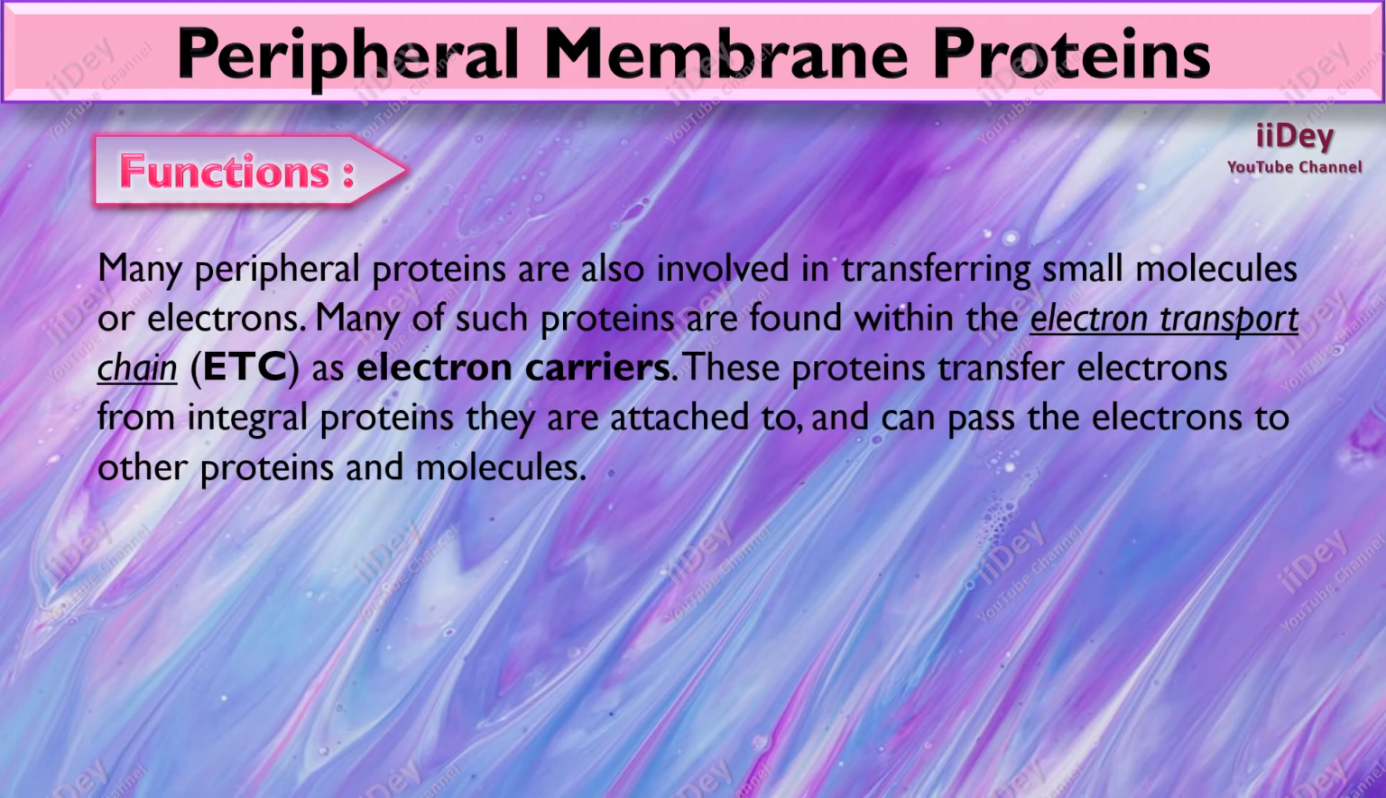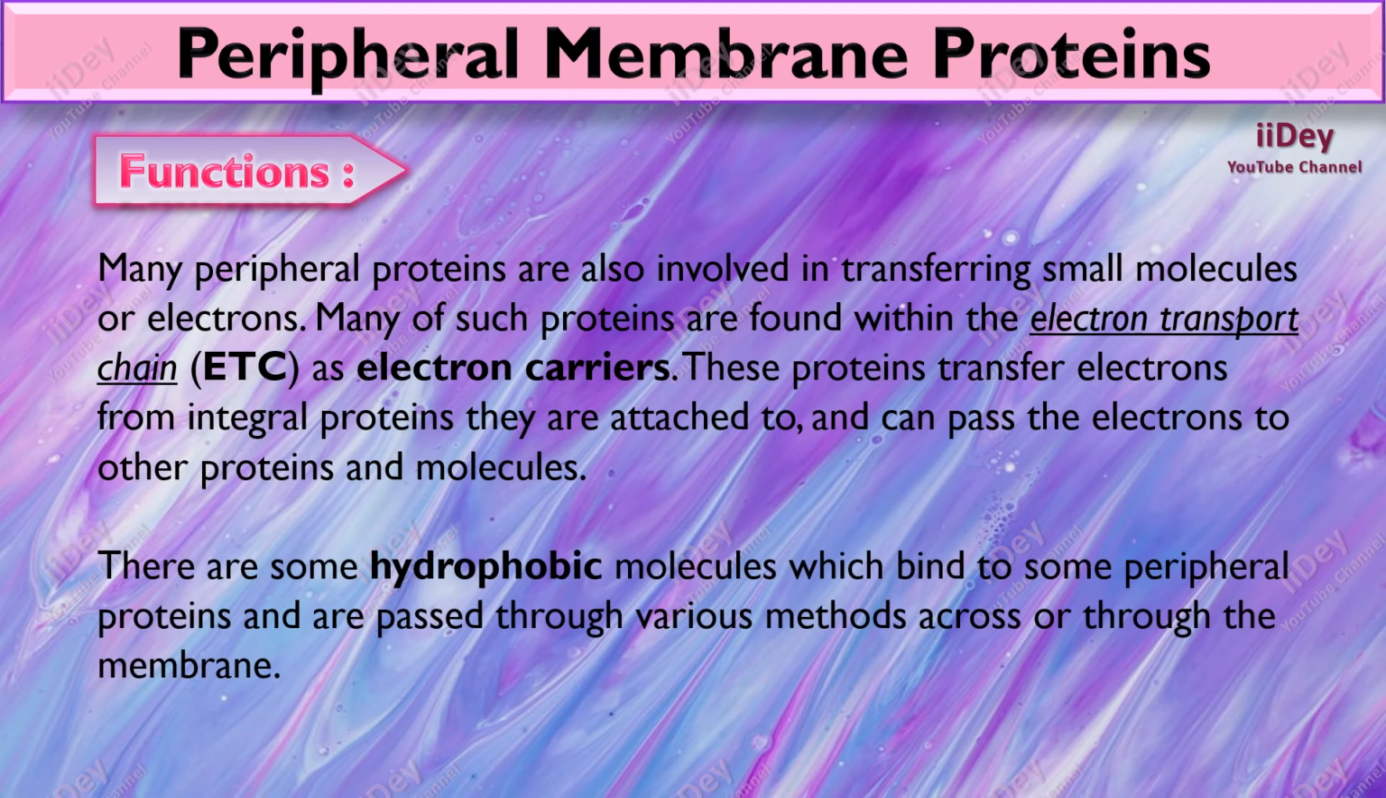Many peripheral proteins are also involved in transferring small molecules or electrons. Many of such proteins are found within the electron transport chain as electron carriers. These proteins transfer electrons from integral proteins they are attached to, and can pass the electrons to other proteins and molecules. There are some hydrophobic molecules which bind to some peripheral proteins, and are passed through various methods across, or through the membrane.